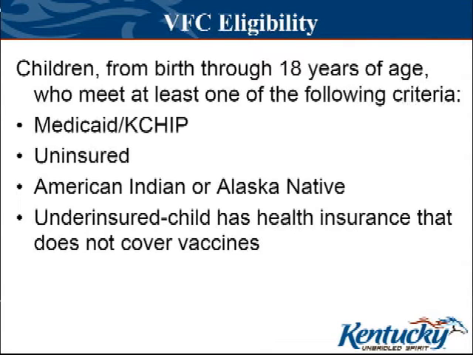They can be uninsured, which just means they have no insurance at all. They can be American Indian or Alaska Native. And then they can also be eligible if they are underinsured. This is where a child would have health insurance, but their insurance does not cover vaccines. It also would be a situation where their insurance may cover all of the vaccines except for one. For instance, maybe it doesn't cover the HPV vaccine, so that child could come and have HPV vaccine out of the VFC program.